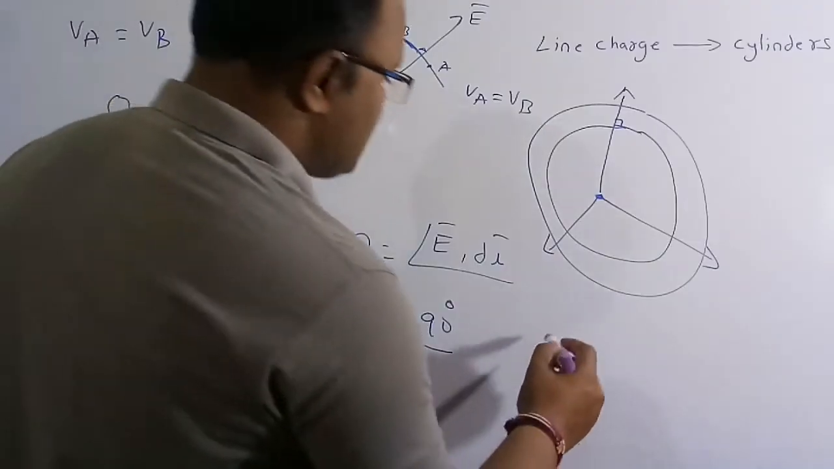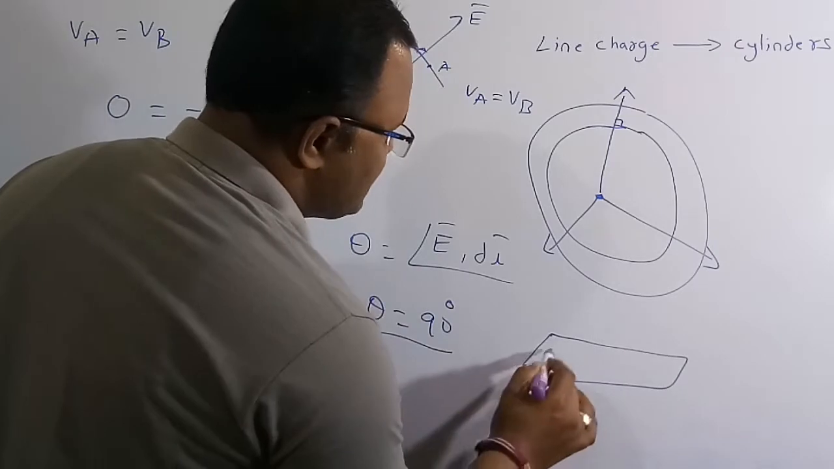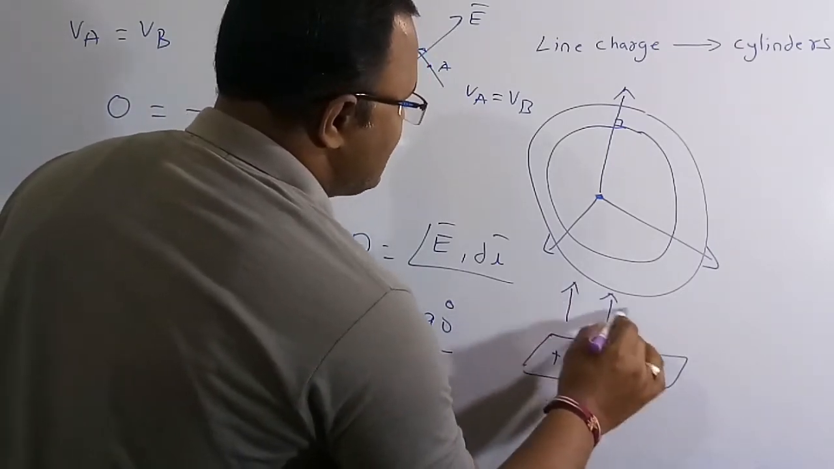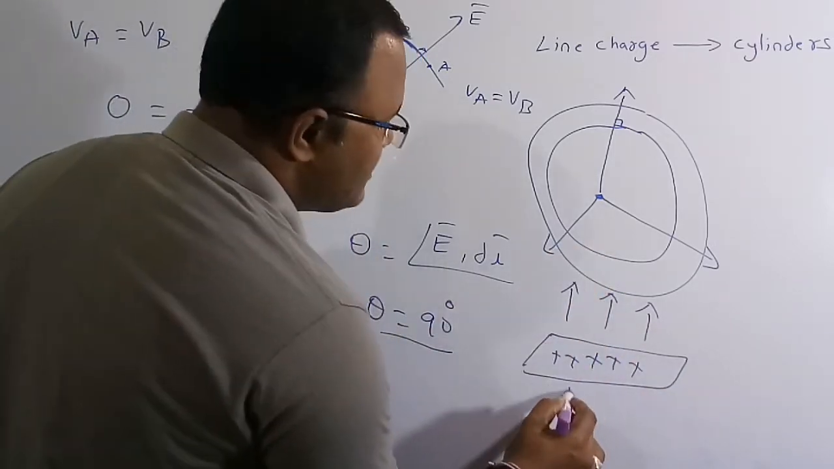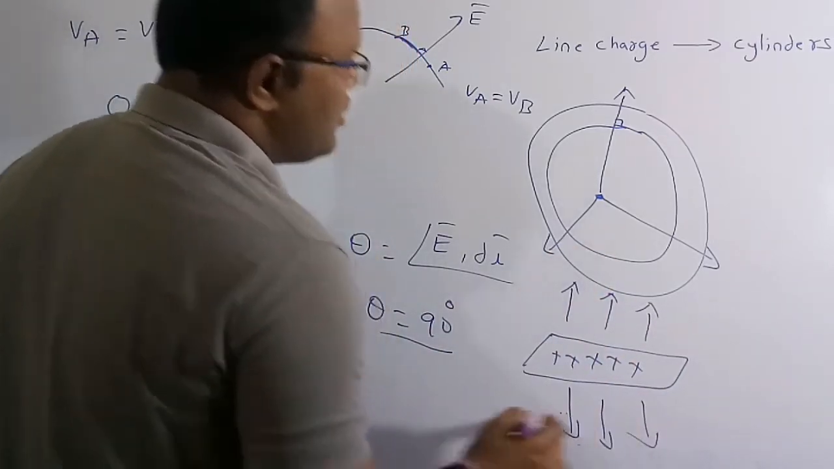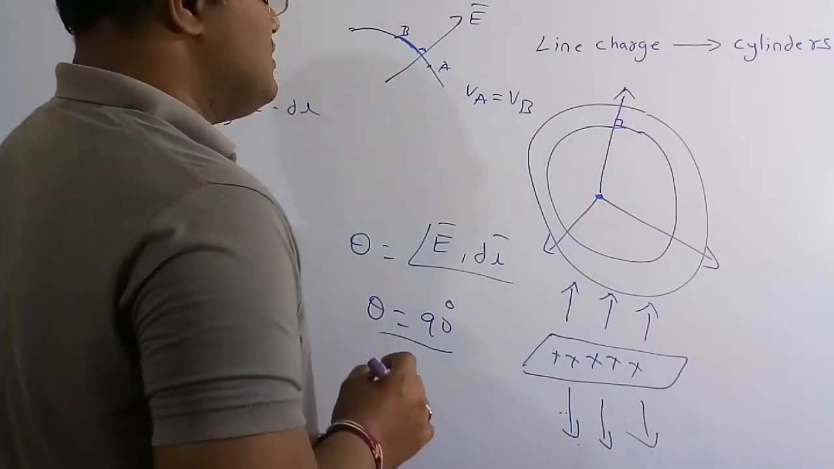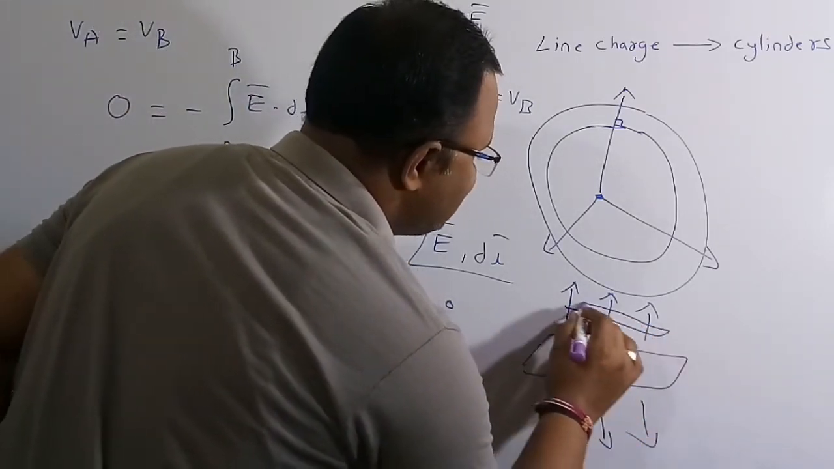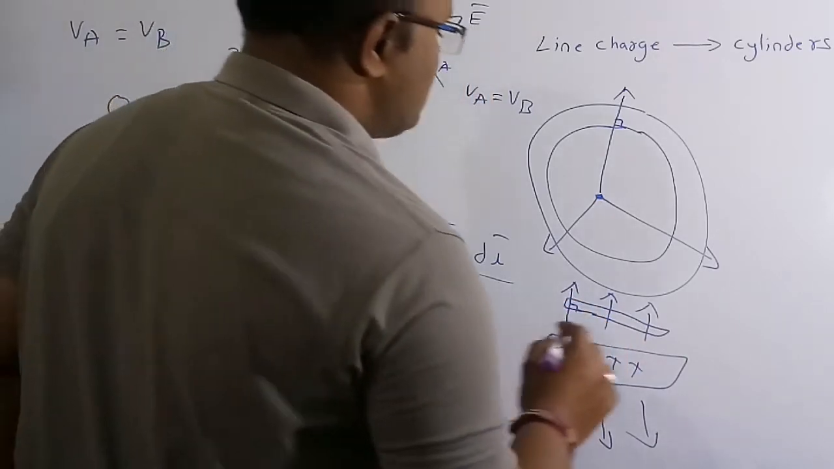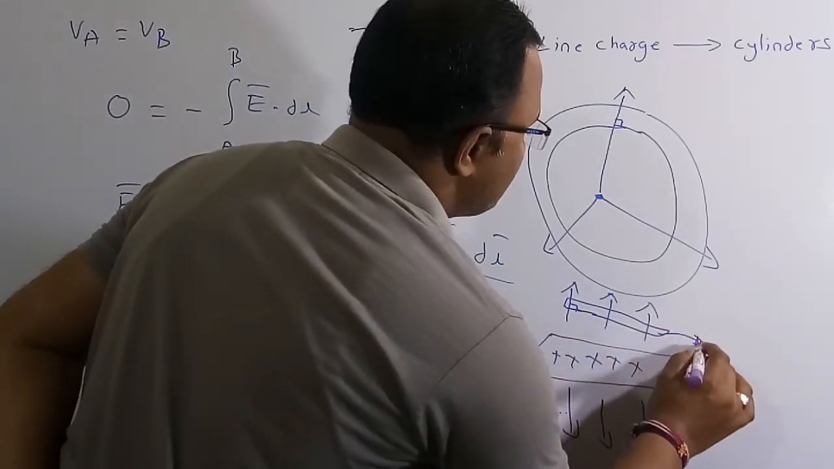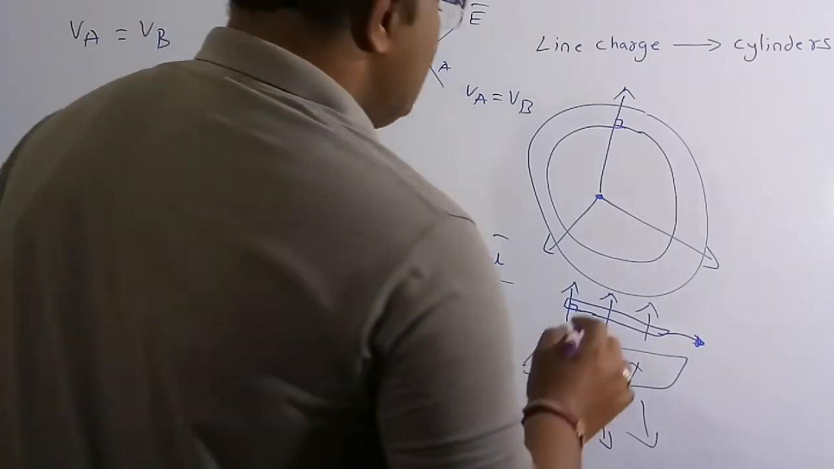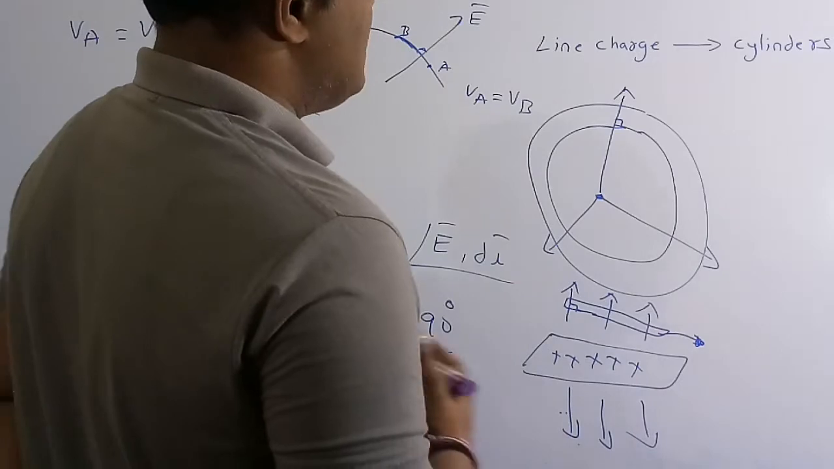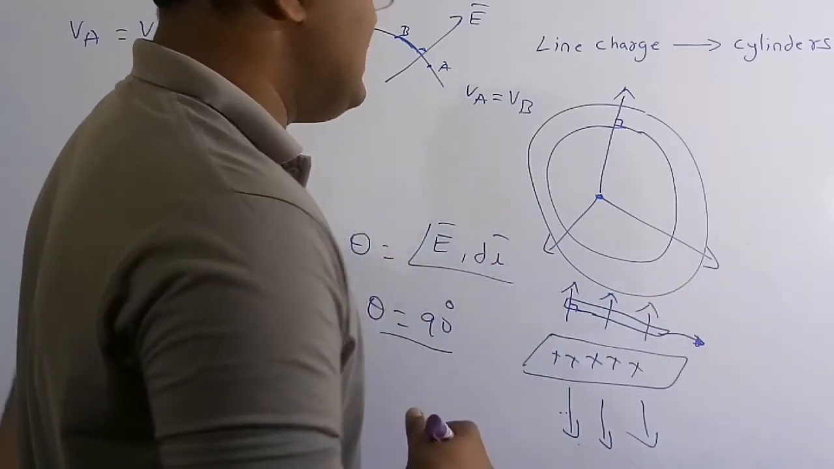For a sheet charge, suppose it's a positive sheet charge, it is going to radiate the electric field upward in the upper part and in the opposite direction in the lower part. Now I have to move orthogonal to this electric field, so I have to move in this direction. So this is a plane which is orthogonal to the electric field, called the equipotential plane. Planes parallel to the sheet charge are called equipotential planes. These are the plane shapes for a sheet charge.